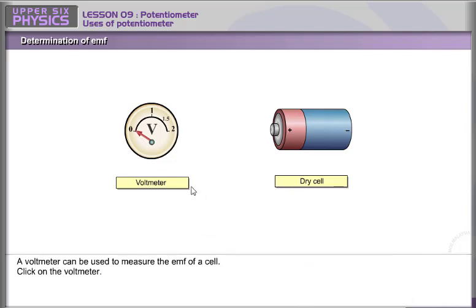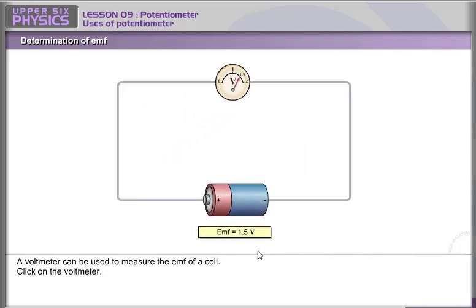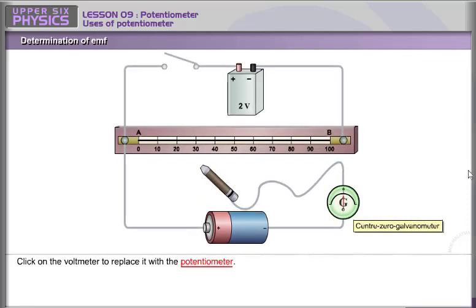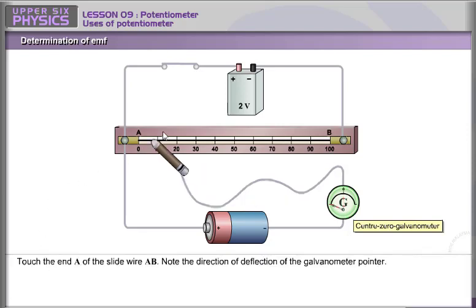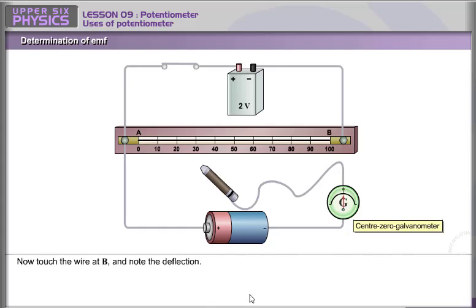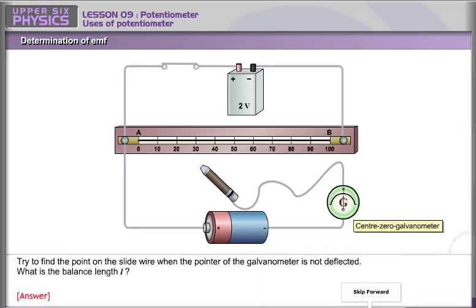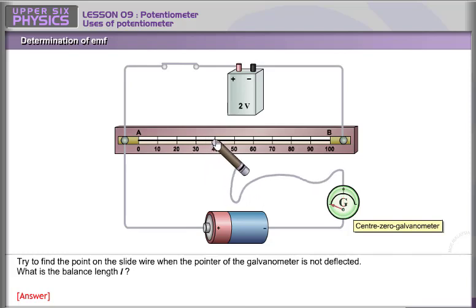Click on the voltmeter. Click on the voltmeter to replace it with the potentiometer. Click on the switch. Touch the end A of the slide wire AB. Note the direction of deflection of the galvanometer pointer. Now touch the wire at B and note the deflection. Try to find a point on the slide wire where the pointer of the galvanometer is not deflected.